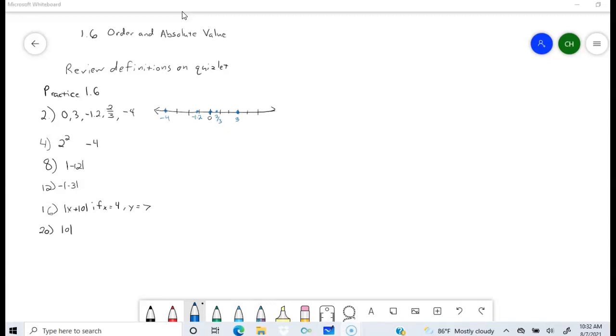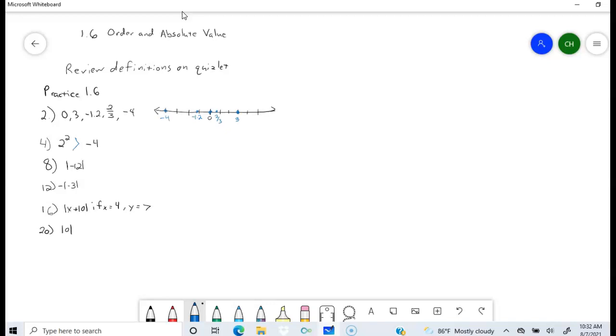On number 4, it wants us to place the correct equality or inequality symbol. So you got 2 squared is either less than, equal to, or greater than negative 4. Well, here's the deal. That's negative 4. That's a positive. So clearly, 2 squared, regardless of what it is, is going to be greater than anything negative.